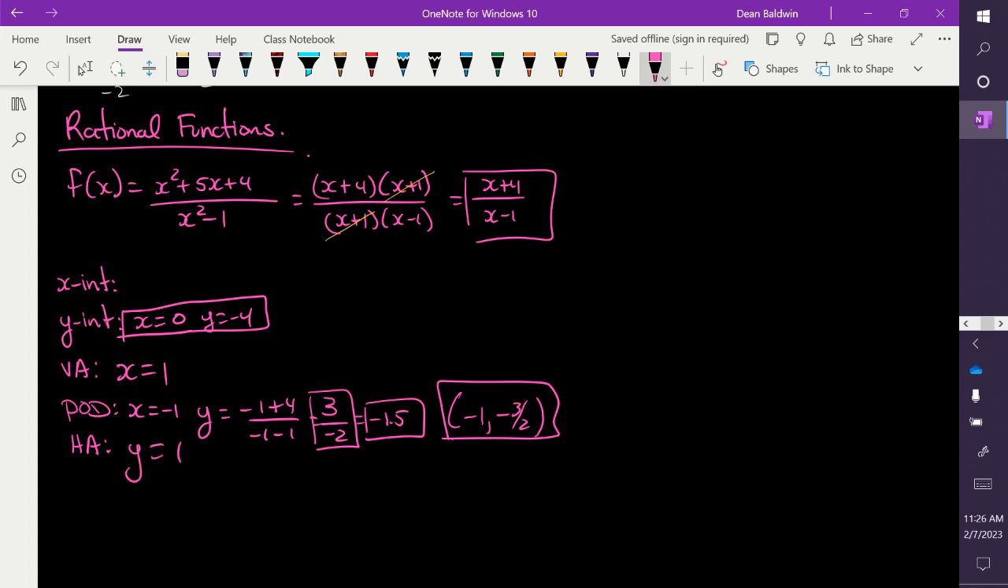Okay. X-intercepts. People in my class should know this. How do you find the x-intercepts? Whatever makes the numerator 0, right? After you've done all your factoring and canceling. So what makes the numerator 0? Negative 4. That's your x-intercept.